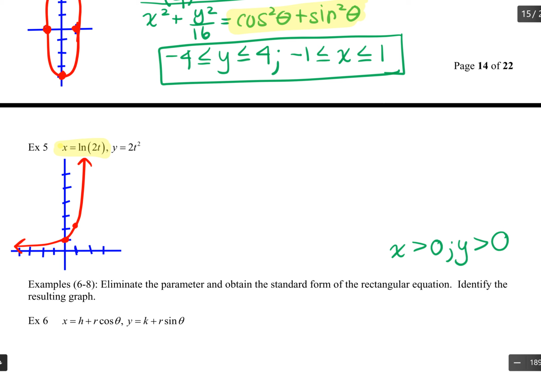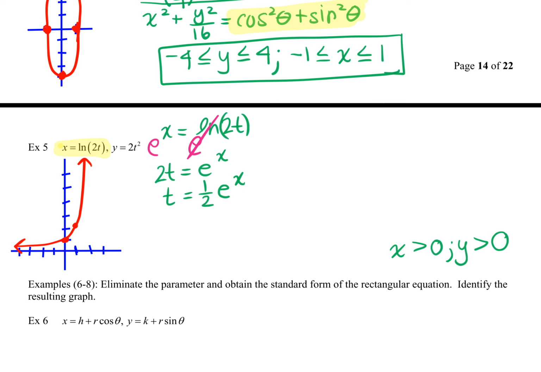And now moving on to eliminating our parameter. To eliminate the parameter, again, we're going to take one of our equations and solve it for t. So let's say I'm going to take my x equation. If I have x is equal to the natural log of the quantity 2t, and I want to get rid of the natural log, I'm going to exponentiate both sides, and therefore that's going to cancel. And so now I have 2t is equal to e to the x. Last, just divide by 2. So t is equal to 1/2 e to the x.